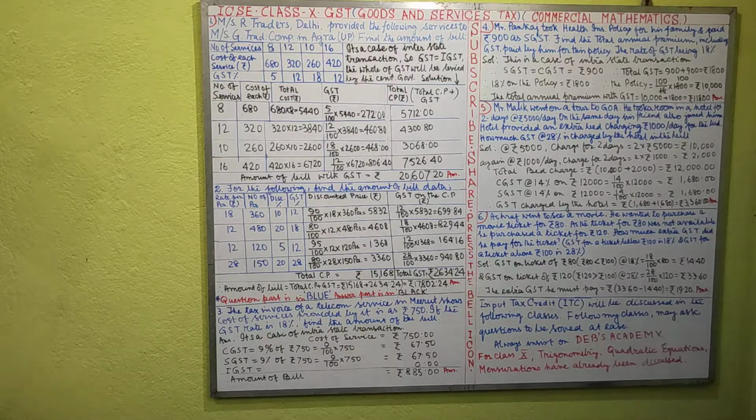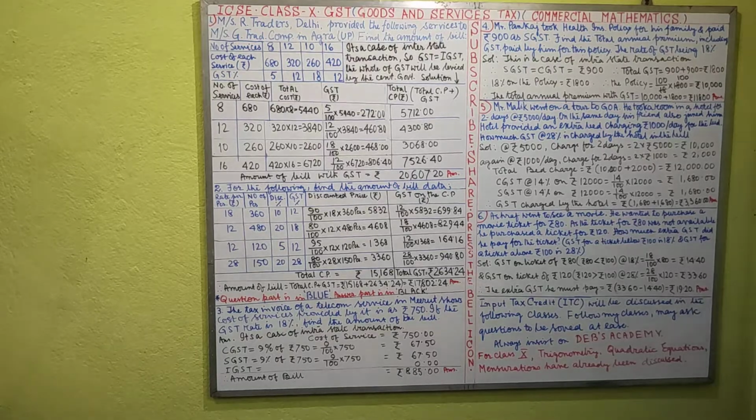Question number 5. Mr. Malik went on a tour to Goa. He took a room in a hotel for 2 days at the rate of rupees 5,000 per day. On the same day, his friend also joined him. Hotel provided an extra bed charging rupees 1,000 per day for the bed. How much GST at the rate of 28% is charged by the hotel in the bill?